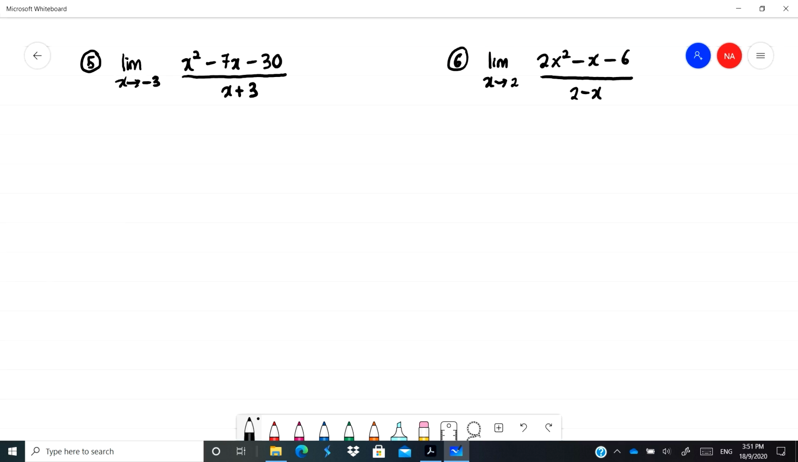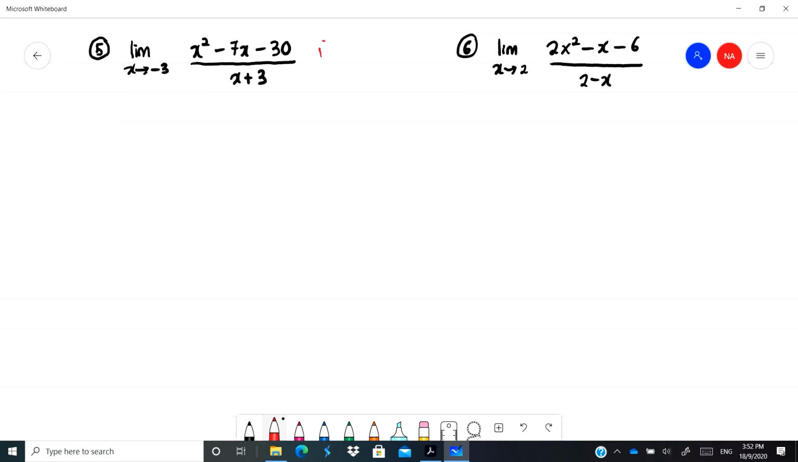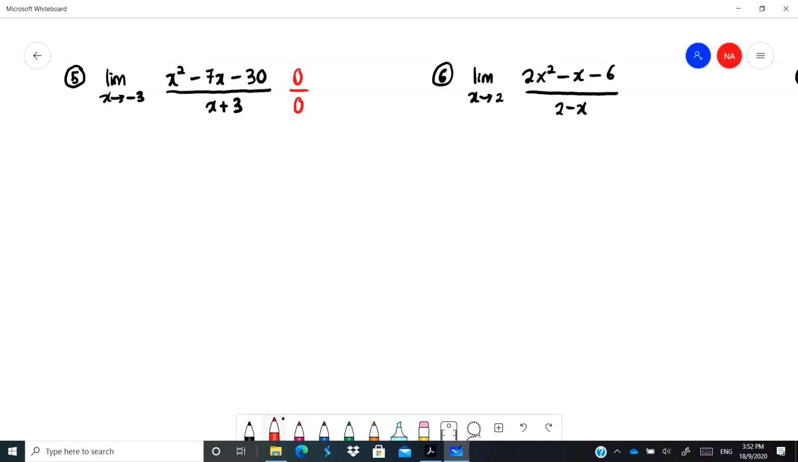Okay, so let's look at number 5 now. If you have this type of function and you want to substitute with negative 3, of course you will get a 0 over 0 case. If you don't believe me, press your calculator. So what you have to do is factorization, because we are now on the topic of factorization. So clearly you must use factorization. Please remember that we have not substituted the value x equal to negative 3, so please write the limit as x approaching negative 3.